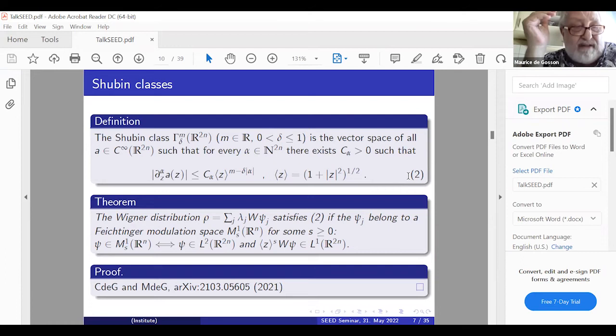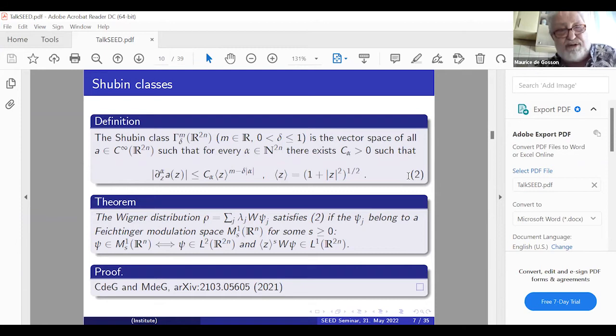The Feichtinger spaces M1, S(R^n) are nice functional spaces, just allowing convergence of the Wigner transform. The theory of modulation spaces is a very active field of functional analysis. It has many applications in signal theory, time frequency analysis, and functional analysis as well. Good. So this is only to be sure that we have nice objects here.